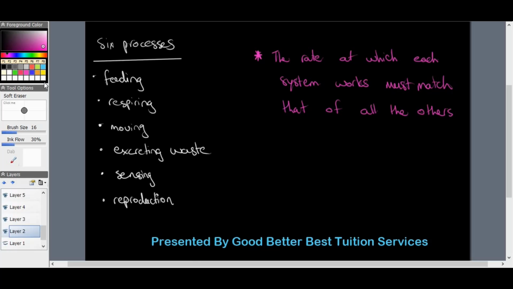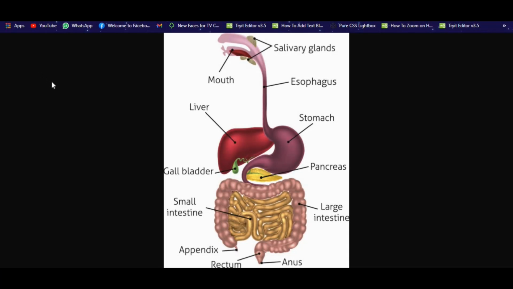Fantastic. Okay, what we're going to do now is have a look at a little picture of the human digestive system. So what we have here is a little graphical representation of the digestive system that we find in the average human body, okay? And before we get down to taking notes, let's just have a look at the components, all right?